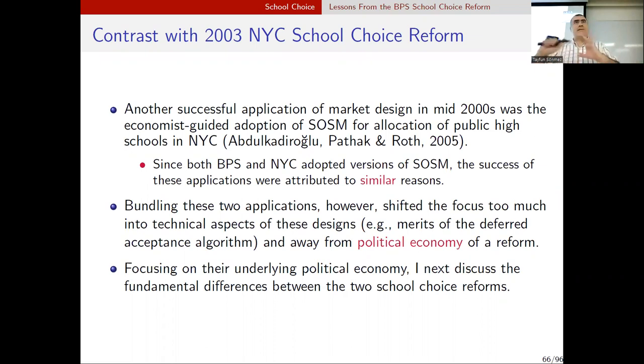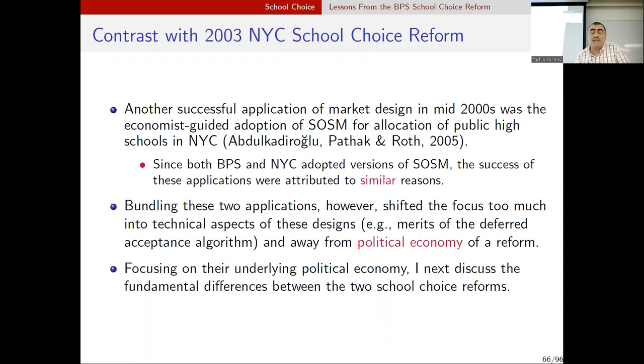Okay. But I think the situations were completely different. And I think bundling these two applications, and that wasn't my doing, shifted the focus too much into technical aspects of these designs, like stability, deferred acceptance. It put focus into completely wrong things. It gave the impression that market designers are all about stability and deferred acceptance, and we know nothing else, right? So I heard that criticism in many cases. So bundling these two applications shifted the focus too much into technical aspects of these designs and away from the political economy of a reform, right?